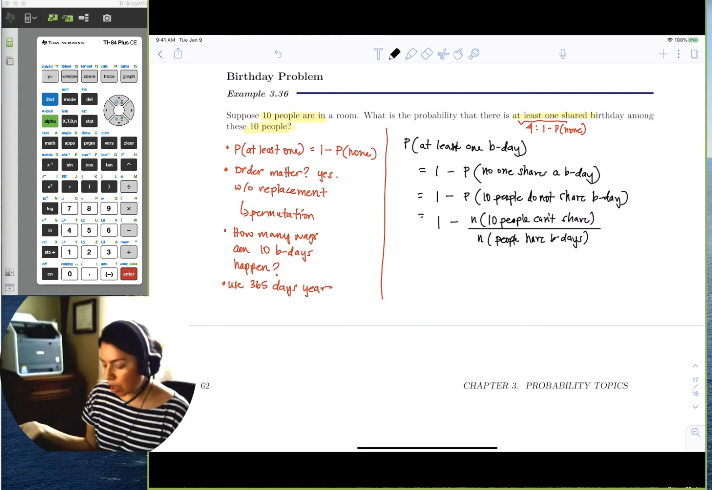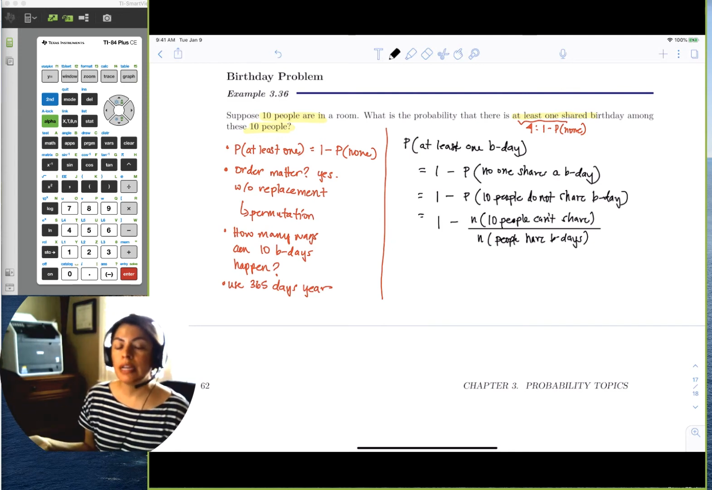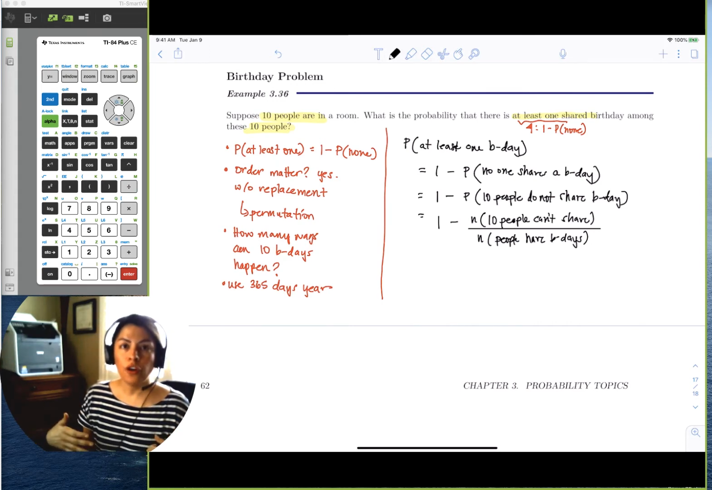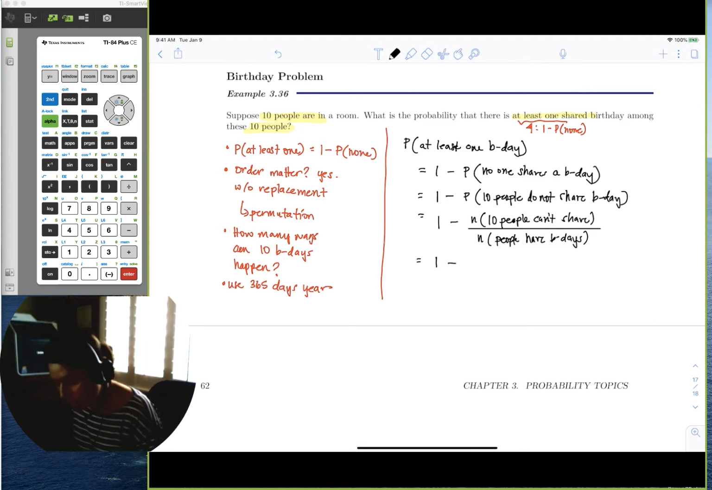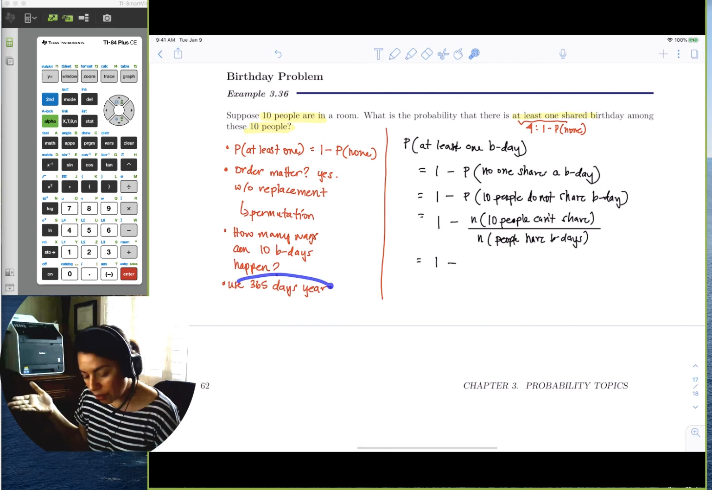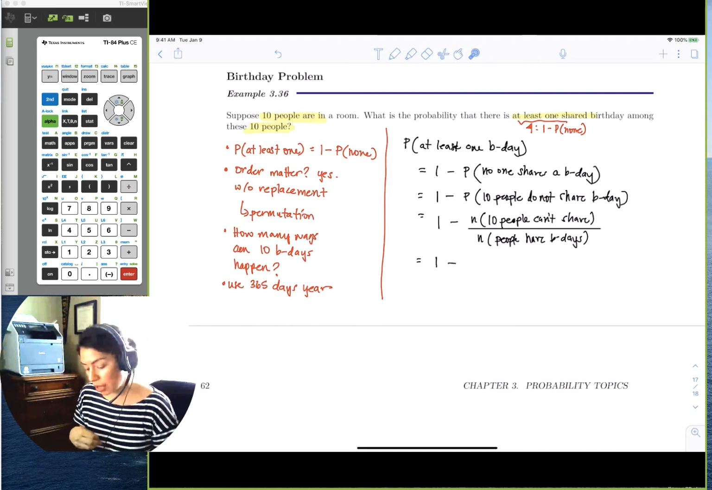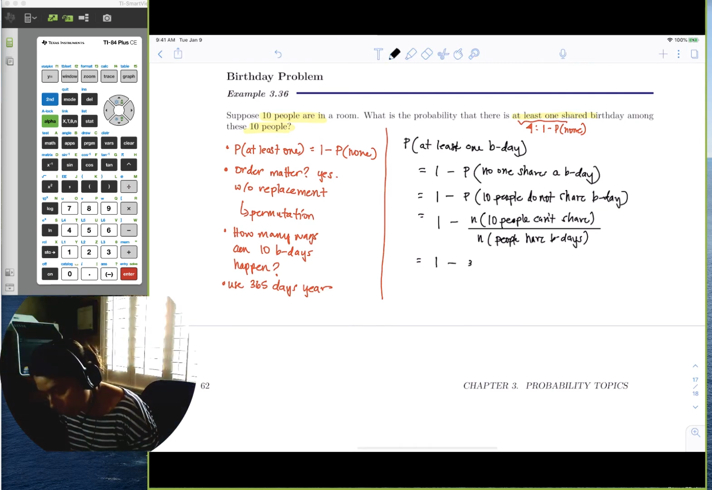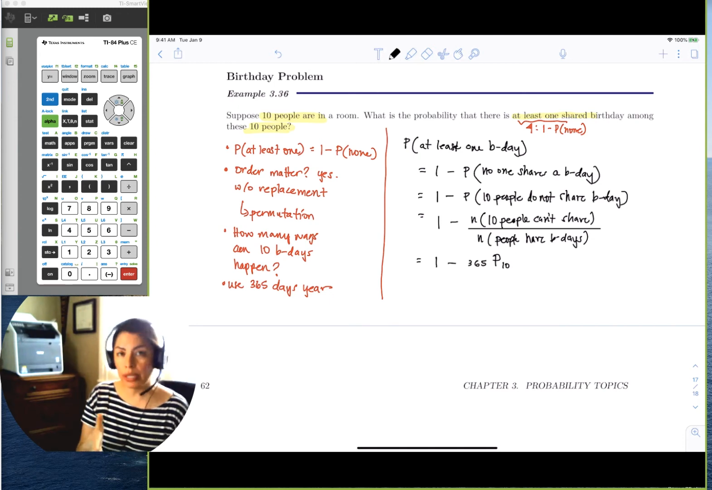So the probability that 10 people in a room don't share a birthday is the number of ways they can't share a birthday over the total number of ways that 10 people can have birthdays. Okay, so 1 minus the number of ways that people can't share a birthday would mean that out of 365 days, 10 of these days are taken by those people's birthdays. And therefore, I would have 365 choices, but pick only 10 of those days. And again, order matters, and without replacement. That's really important.